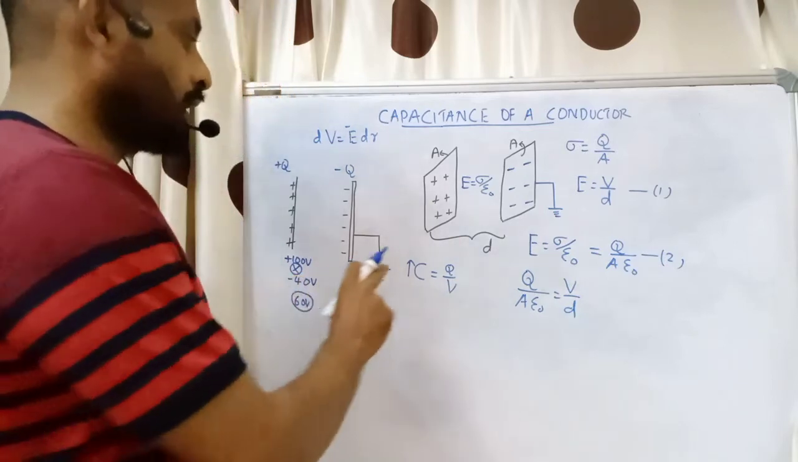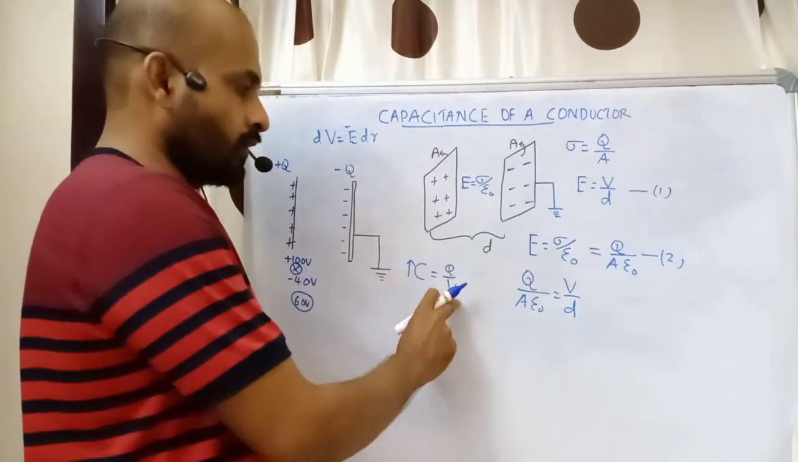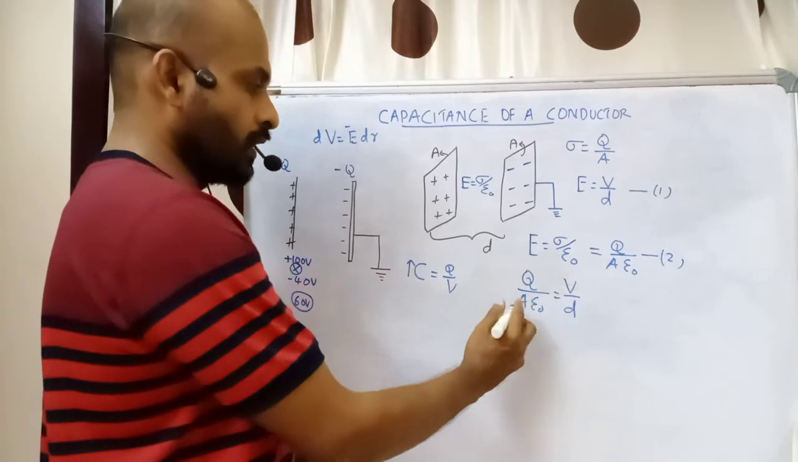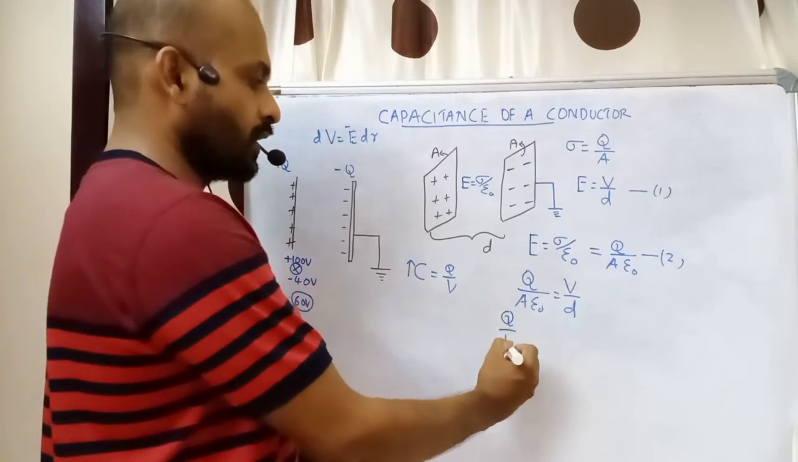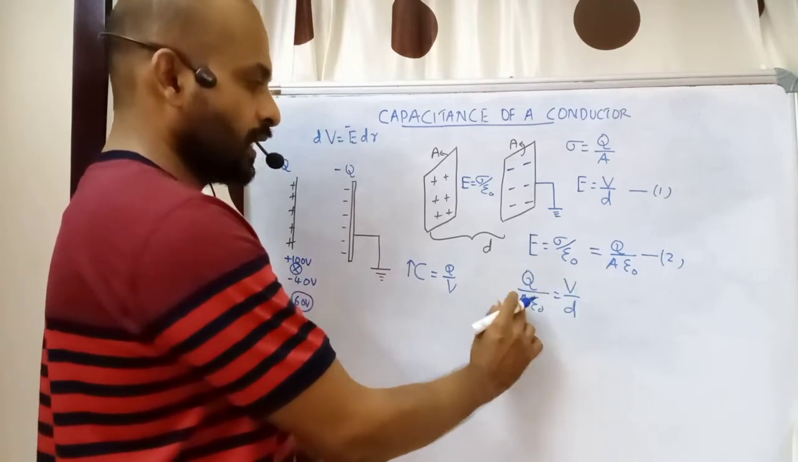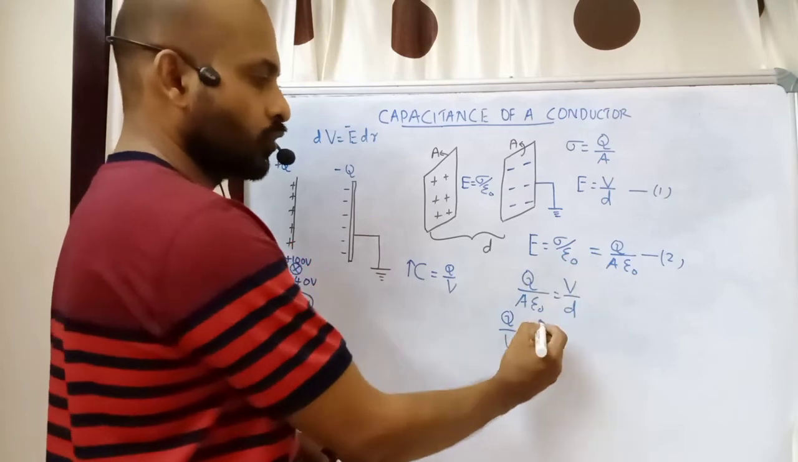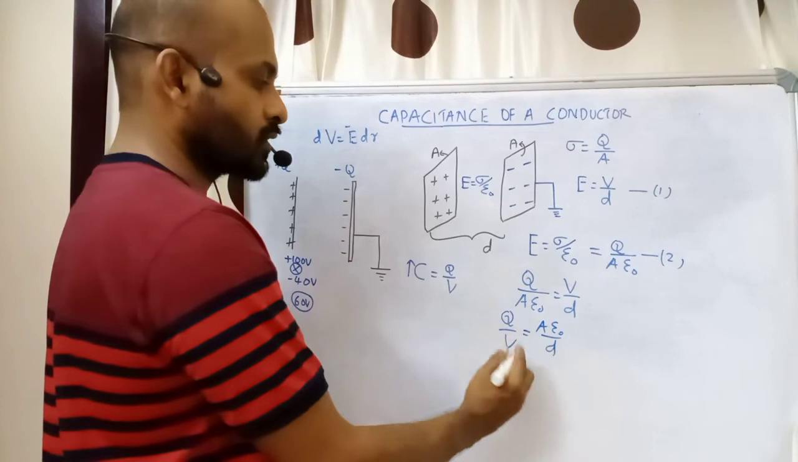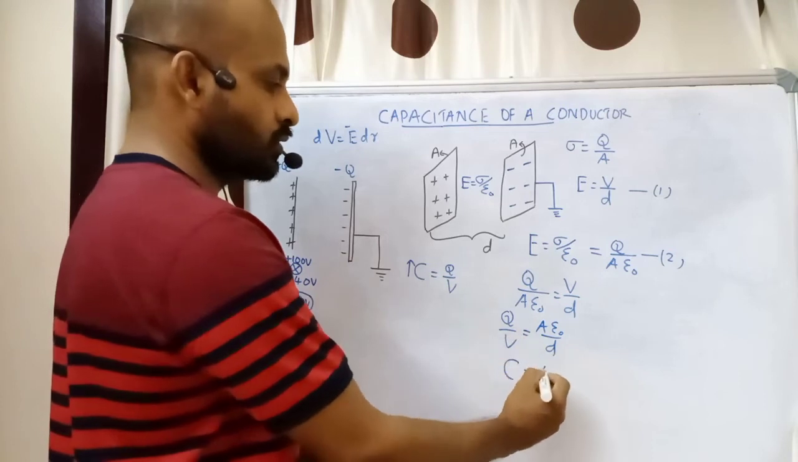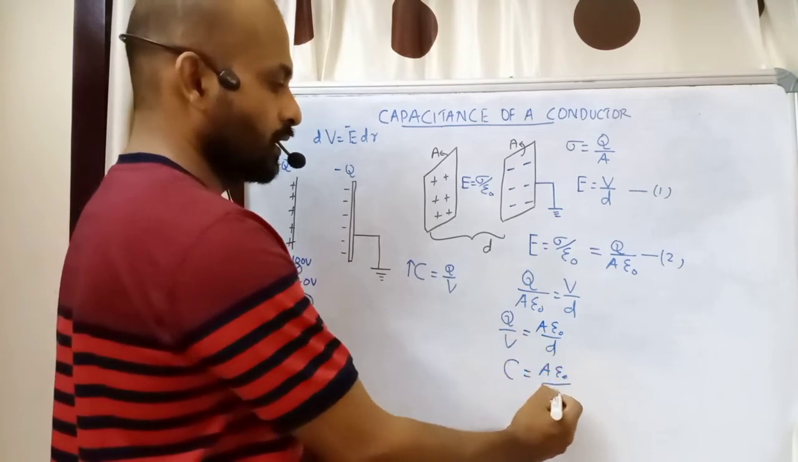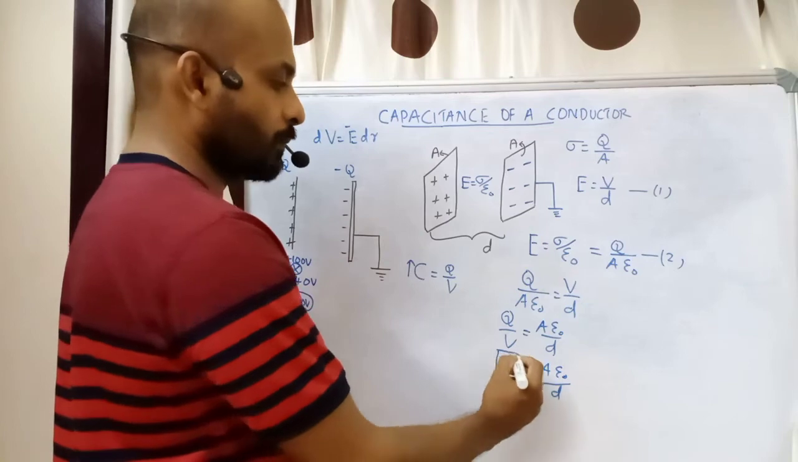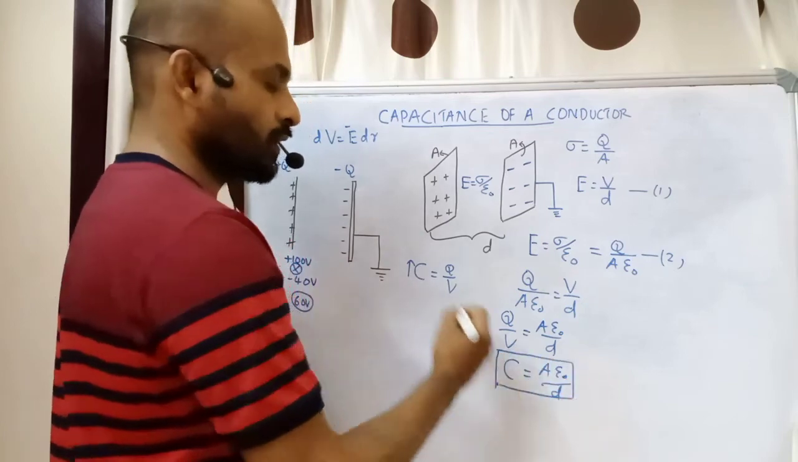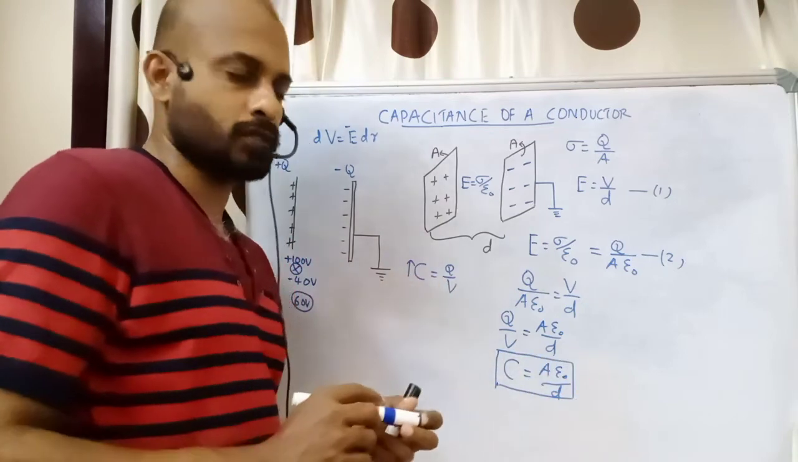Now, what do I need to find? I need to find capacitance. Capacitance is Q by V, so Q divided by V. When I take V here and A epsilon 0 to this side, in the numerator I get A epsilon 0 by D. Q by V is called capacitance. C is equal to A epsilon 0 by D. This is the equation for capacitance or capacity of a parallel plate capacitor.